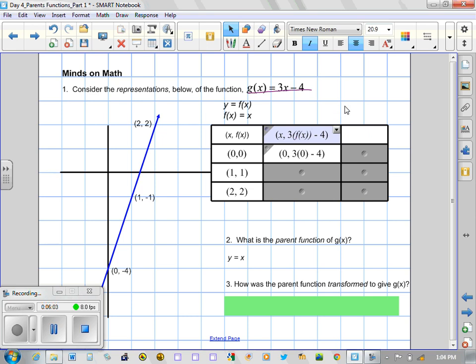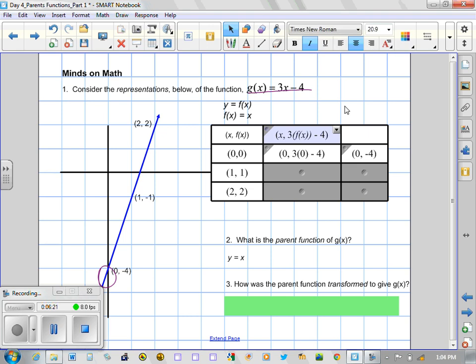Okay, so we triple 0, subtract 4, and we end up with a y value of -4. So take note that that ordered pair (0, -4) does happen to be on the graph.